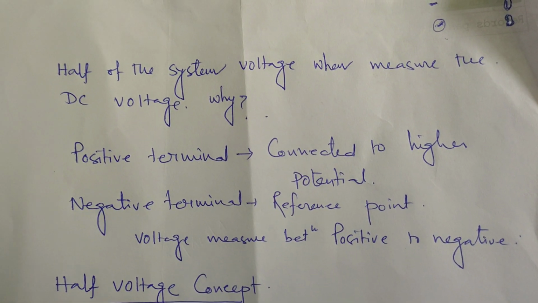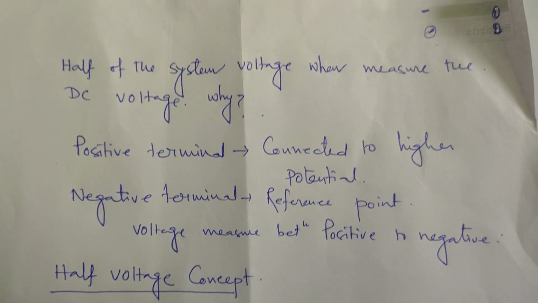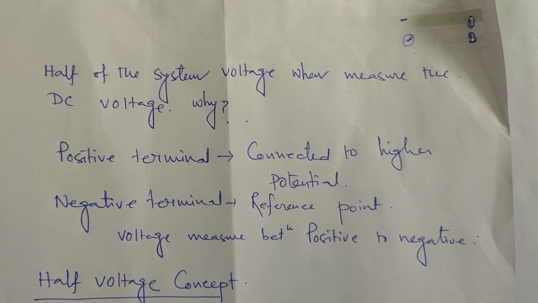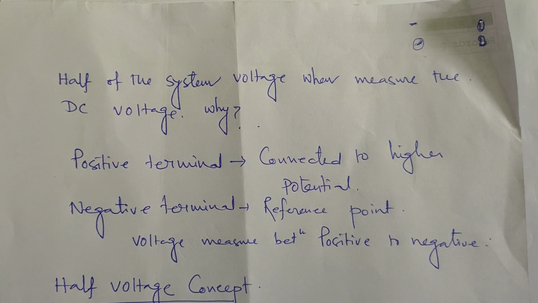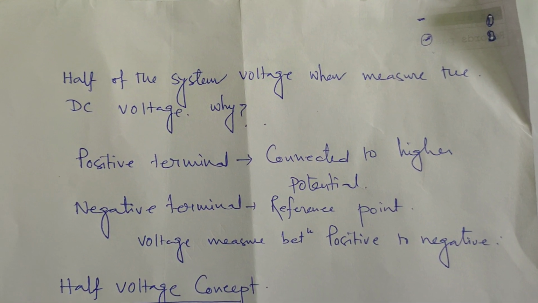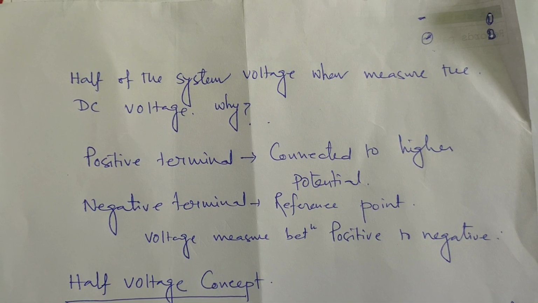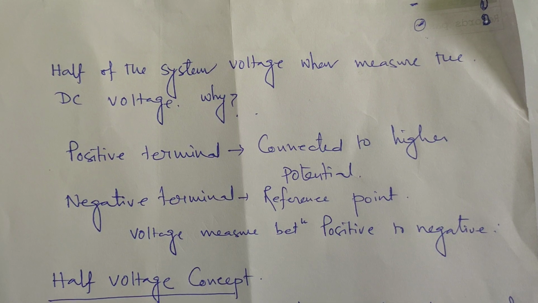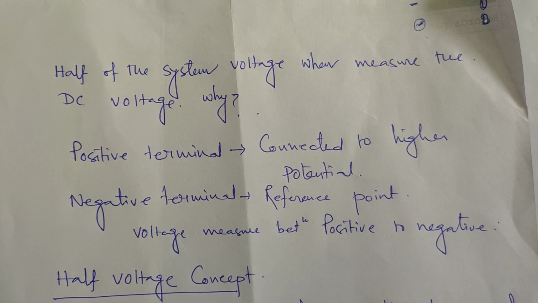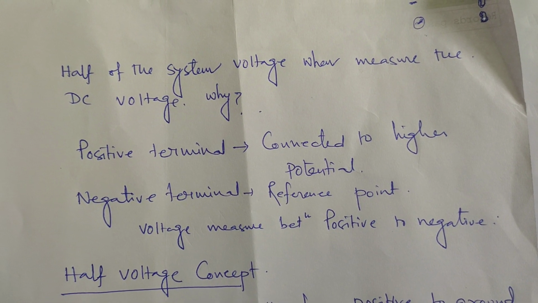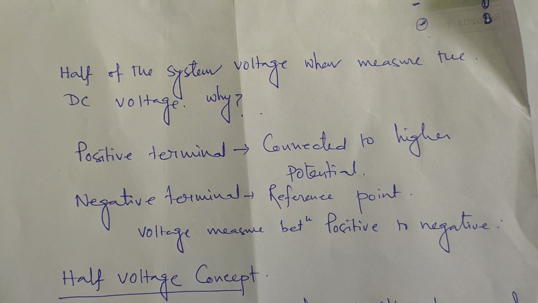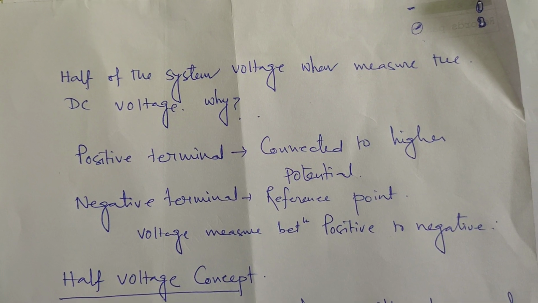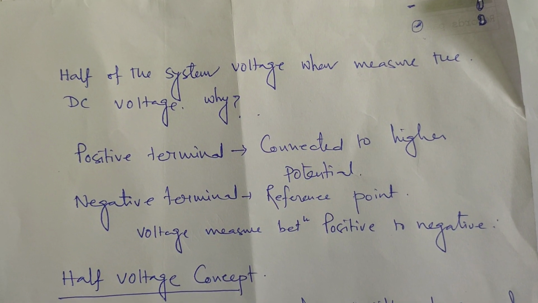Today's discussion topic is why we get half of the system voltage when we measure the DC voltage. What is the reason behind it? We all know that DC systems have two terminals, one is the positive terminal and the other is the negative terminal. The positive and negative terminals are connected with the battery charger for charging purposes.